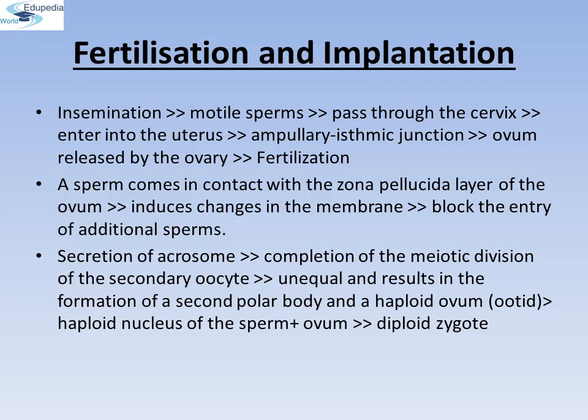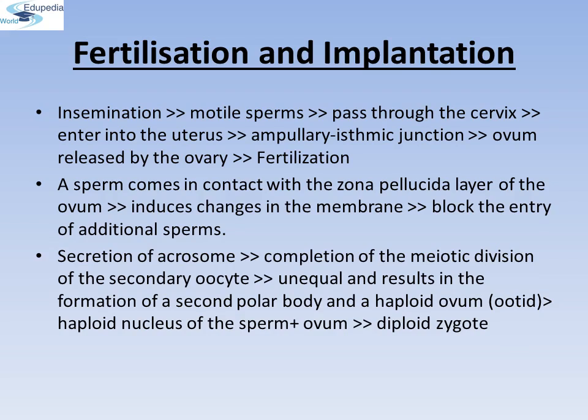Fertilization and implantation. During copulation, semen is released by the penis into the vagina, and this process is called insemination. The motile sperm swims rapidly, passes through the cervix, enters the uterus and finally reaches the junction of isthmus and ampulla, called the ampullary isthmic junction of the fallopian tube.